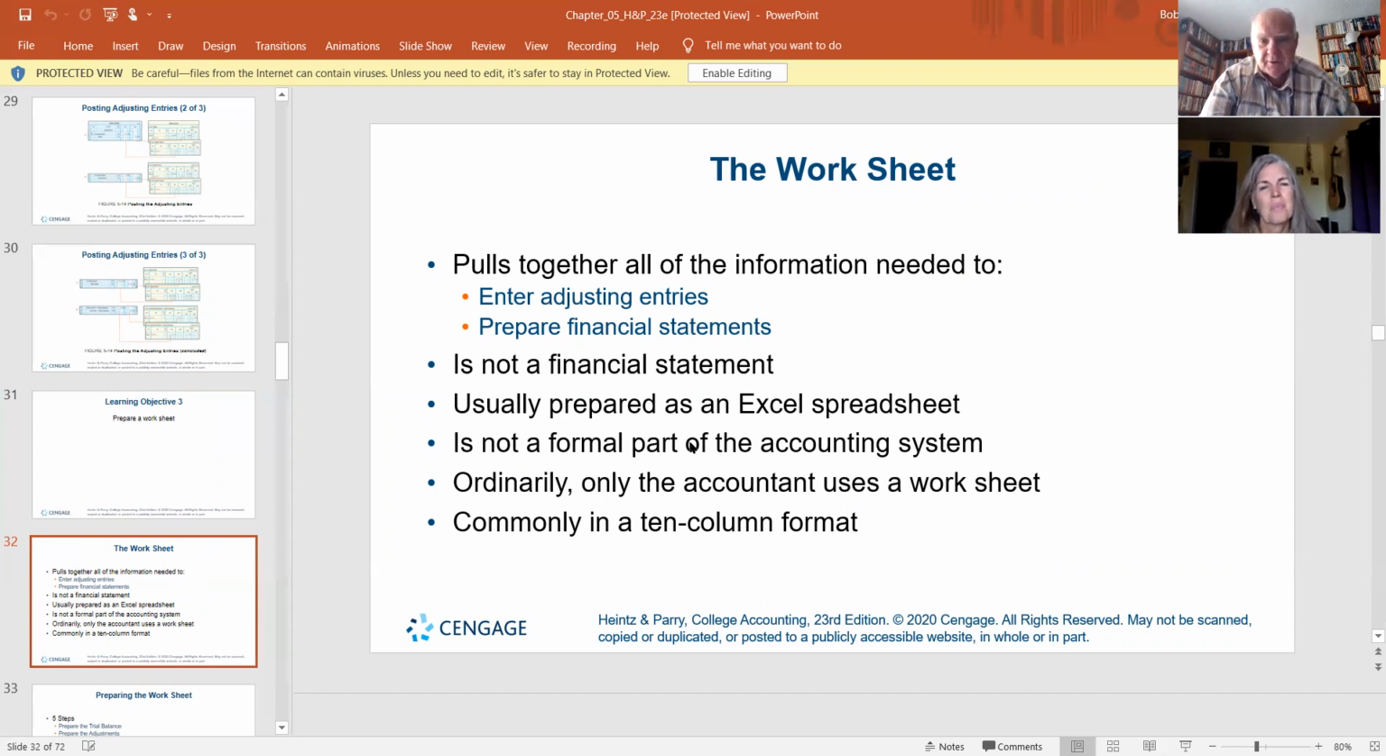We're going to look at a 10-column worksheet. Wow, 10 columns. And it's a divide and conquer type thing. It pulls together all the information needed to enter the adjusting entries and prepare the statements. Not a financial statement, just a worksheet, typically Excel. It's like a trial balance. In fact, it's going to begin with the trial balance, typically in a 10-column format.